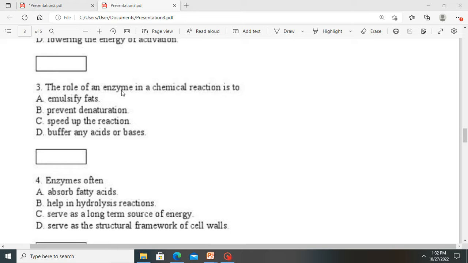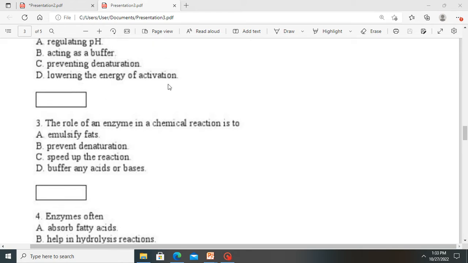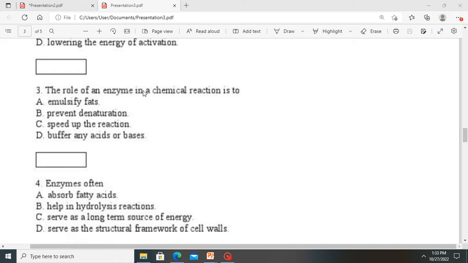What role does an enzyme play in a chemical reaction? Do they emulsify fat? No. Do they prevent denaturation? No. They speed up a chemical reaction. Enzymes speed up the rate of a chemical reaction, as we said earlier, by lowering the activation energy of that reaction.